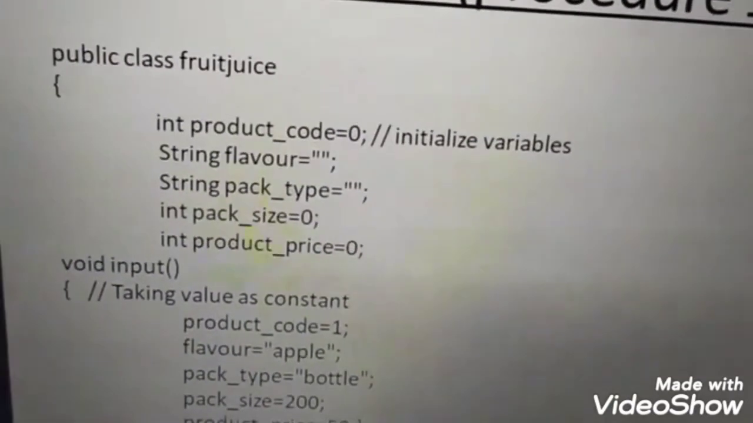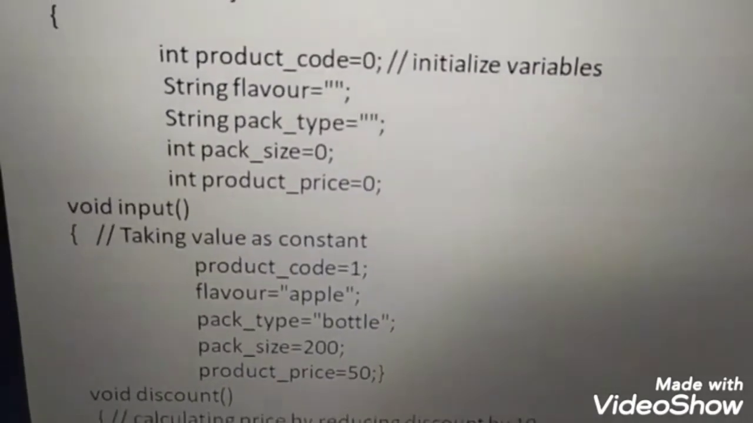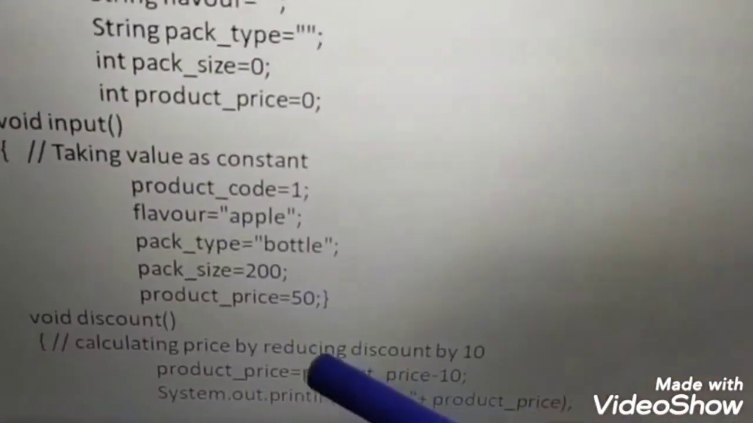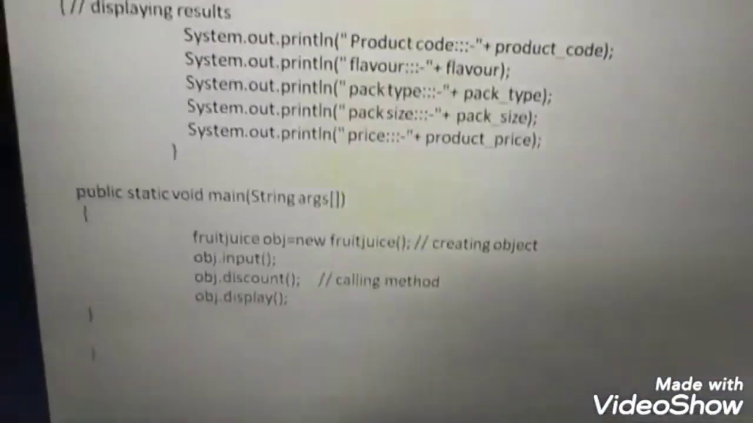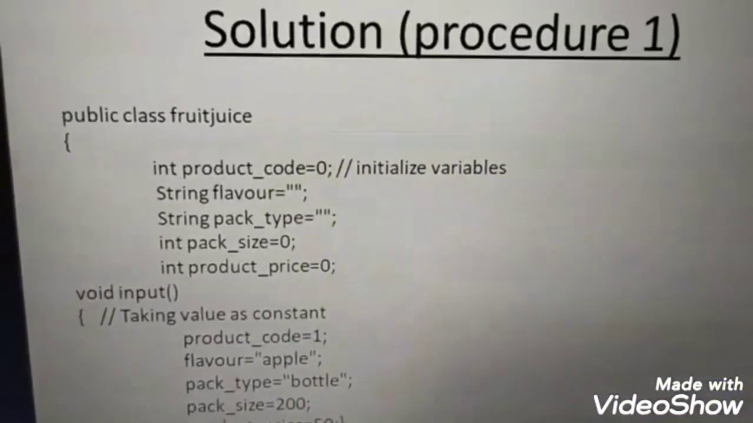Okay, now the third step, defining all the methods. Here you see we have defined the input method, we defined the discount method, and then again we have to define the display method. Okay, so go back to the input method.